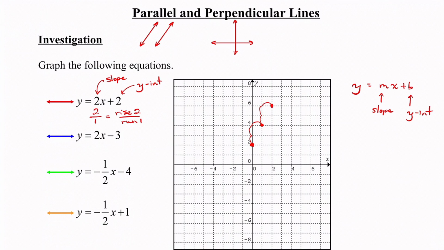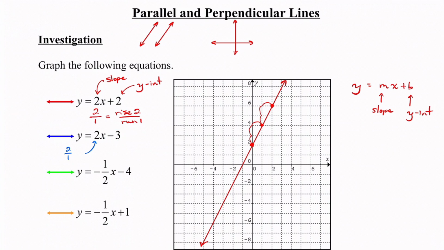And then after, just take your ruler and draw a line through your points. And always make sure to put arrows on the end of your line. So our first one is done. We're going to look at this blue one here next. So the slope is this right here. The 2 is really like 2 over 1, so it's the exact same as the last one. But our y-intercept is negative 3.